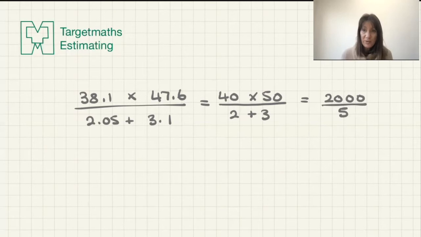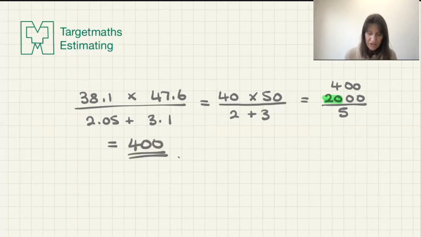Now, again, you will go into bus shelter if you need to. My eyes are doing this. I can see 20 there. 5s into 20 go 4, bring up the 2 zeros. But equally, go into bus shelter. Do what is good for you, okay? So the estimated answer to this is 400. And well done if you got that right.